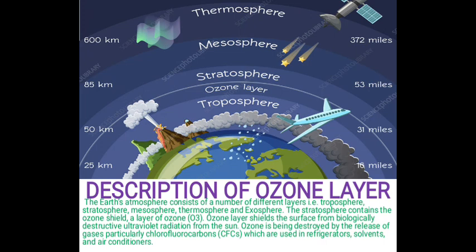Ozone layer shields the surface from biologically destructive ultraviolet radiation from the sun. Ozone is being destroyed by the release of gases, particularly chlorofluorocarbons, which are used in refrigerators, solvents, and air conditioners.